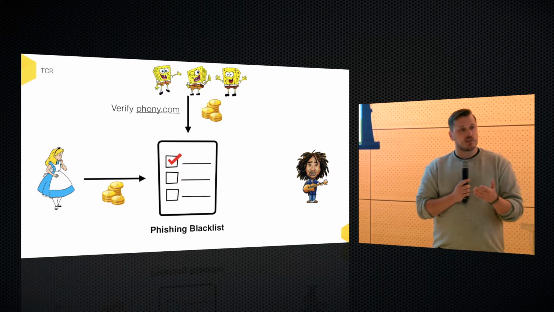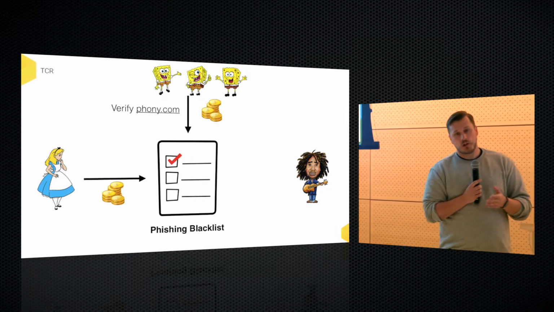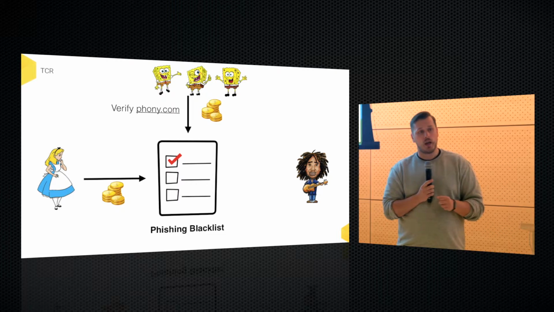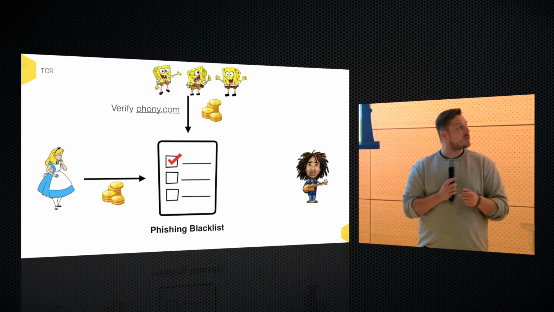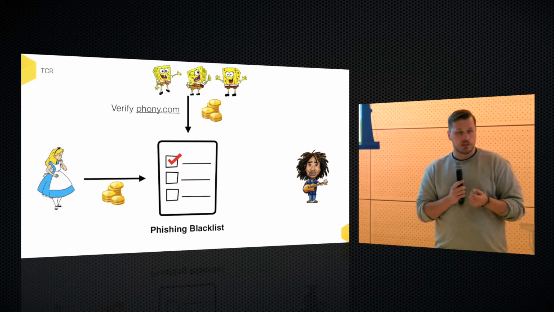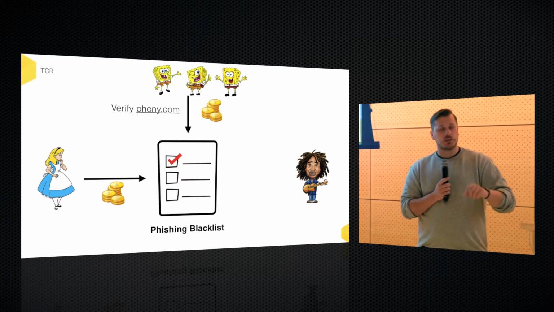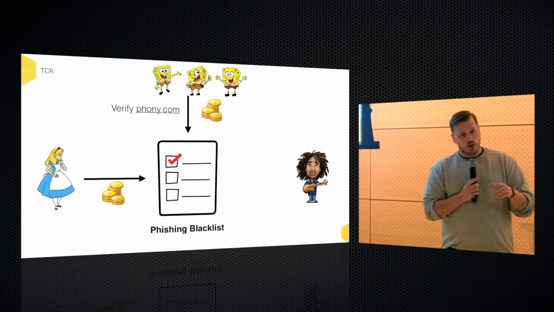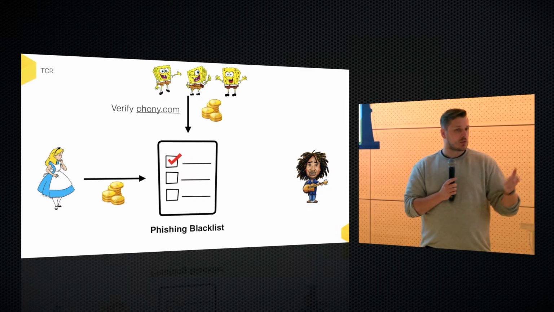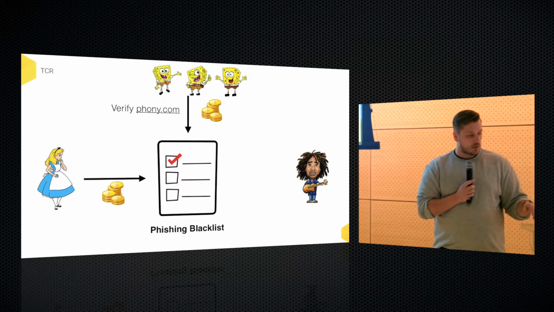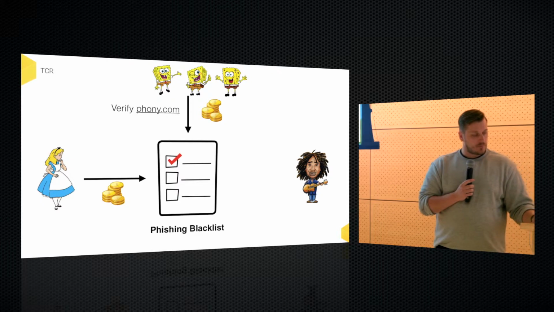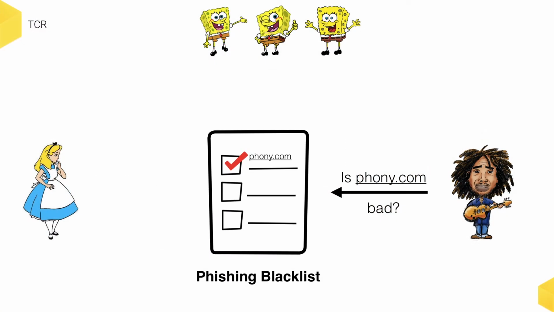Yeah, it's a democratic voting, and there are also several ways how to do it. But the most simple way would be to assume that SpongeBob's votes are proportional to the amount of stake Alice stakes. And once there is a quorum on the choice, is that a good or a bad entry, the winning voters are going to share the total amount of stake among each other. Okay, and next, once Bob accesses the registry, he will see that phony.com is a bad entry.